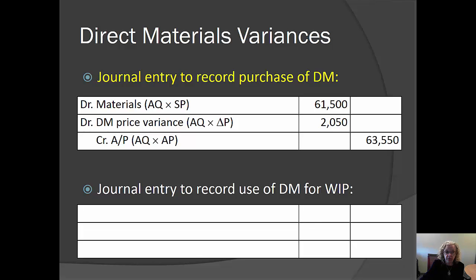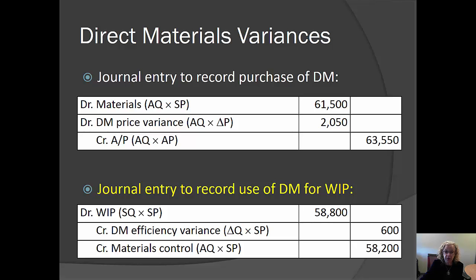To record the use of the materials, we're going to take the materials out of our materials inventory the same way that we put it in, at the actual quantity, this time the quantity that we use, but at the standard price. But we're going to put it into work in process at the standard quantity and the standard price. The difference between these two is our favorable direct materials efficiency variance.